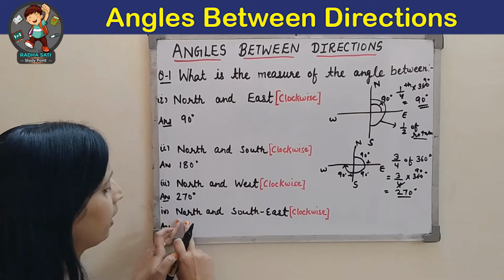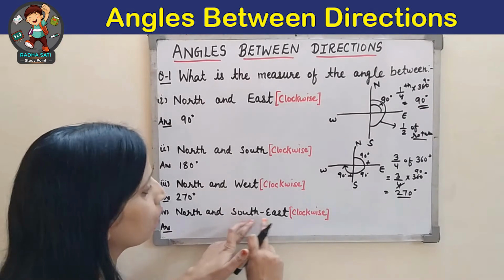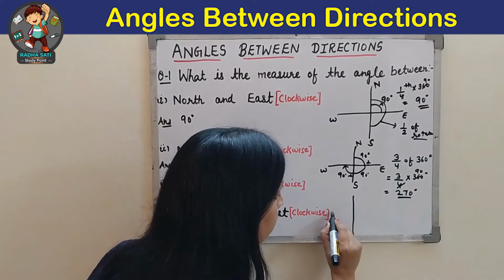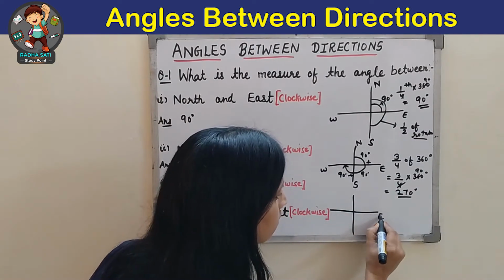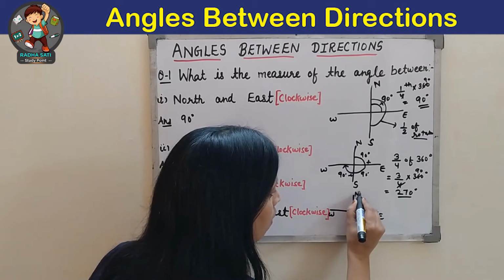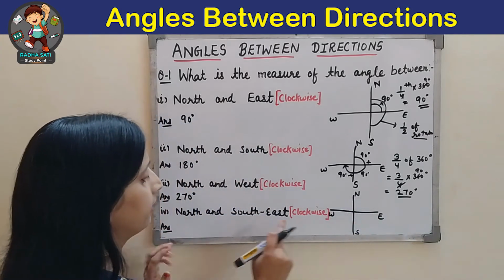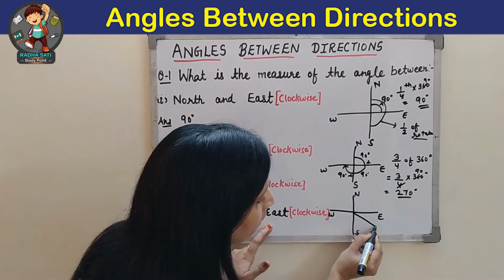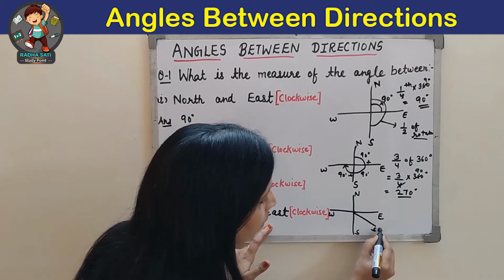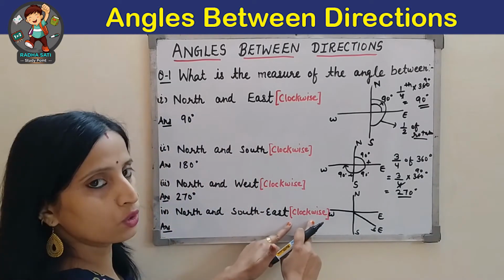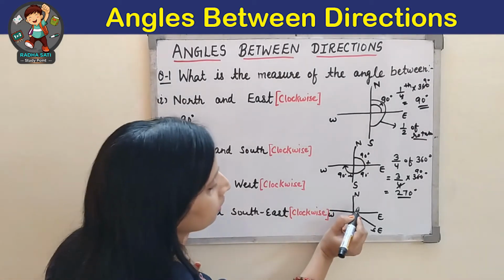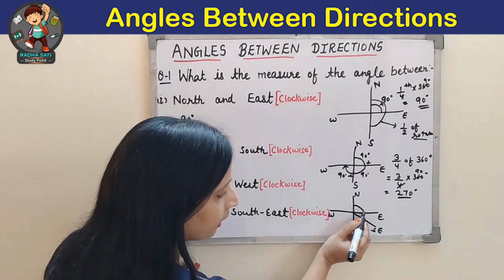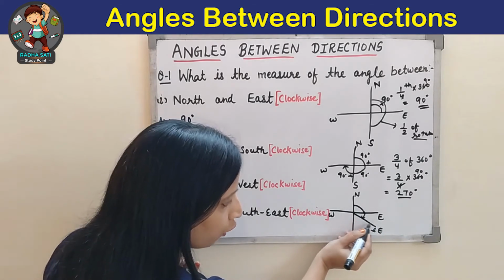Now the next one is, we have to find the angle between north and southeast. So again, the first step is to draw the directions. So east, west, north, south, and southeast will be between south and east. It will be here. So SE, south, east. And clockwise rotation from north. From north we will start till here, 90 degrees. Then here it's 45 degrees.